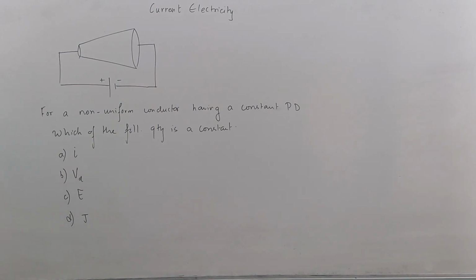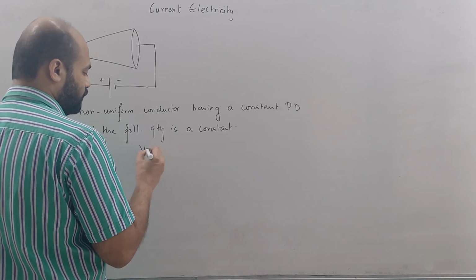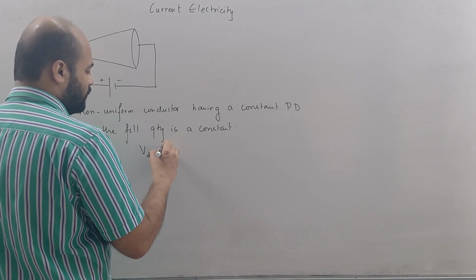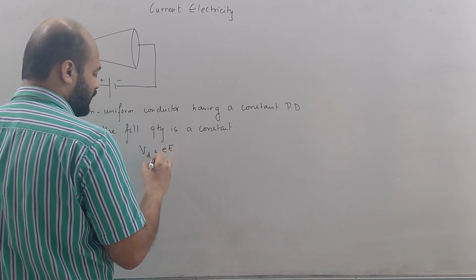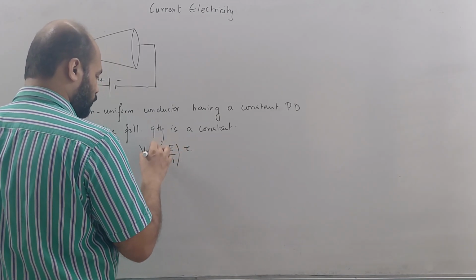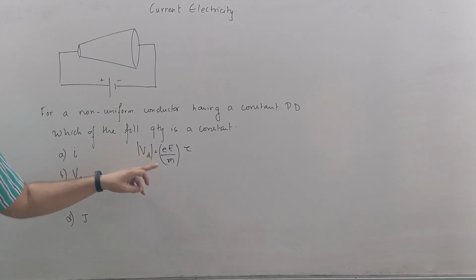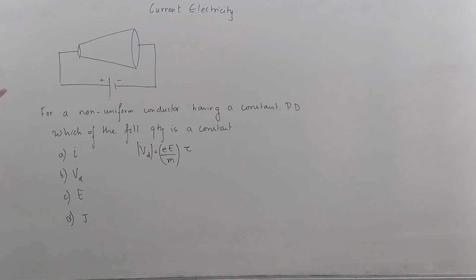Let's talk on all the options. First, let's talk about drift velocity. Drift velocity, if you consider, is given as eE by m into tau. Let's talk about this magnitude. So this is the quantity now, eE by m into tau. Certainly, the electric field is going to be a variant over here. As you go from this end to this end, the electric field is definitely going to vary.